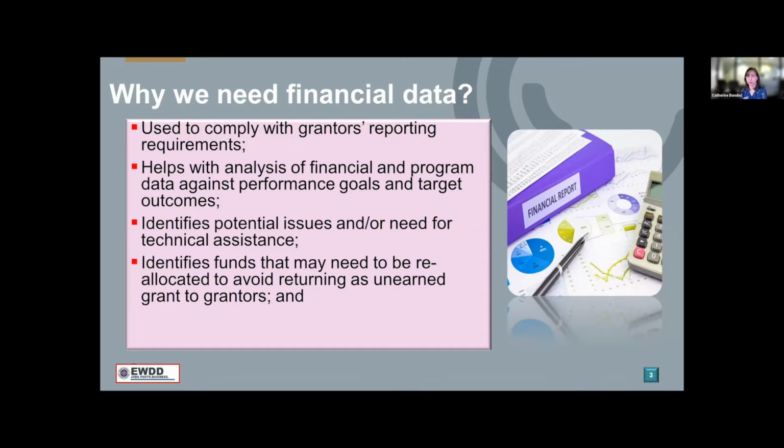For example, you're slow in your spending and we're getting to the fourth quarter. We need to know that right away so that if you're not going to spend it, we will probably take it and reallocate it to somebody else who can actually spend it. It provides information that impacts future funding levels.